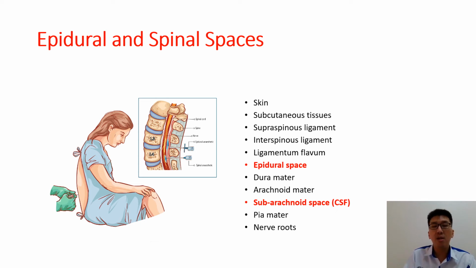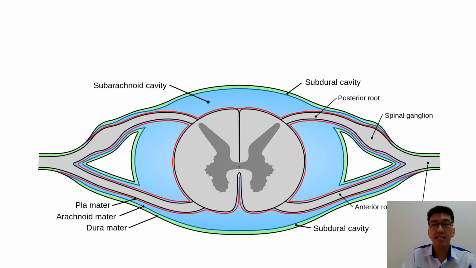So if we perform a spinal anesthesia, our main target is the subarachnoid space. This shows in detail the layers that are supposed to be penetrated as we go towards the subarachnoid cavity.